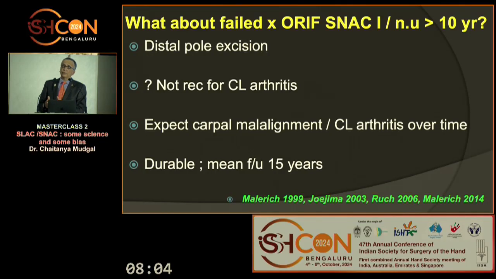But what if you fail in addressing this, or if your non-union has been present for more than 10 years? You have choices of distal pole excision. Recommendations suggested that perhaps not when you have existing capitolunate arthrosis, and even if you do it, you have to expect progressive carpal malalignment over time. More contemporary data suggests that these are durable at least until 15 years.